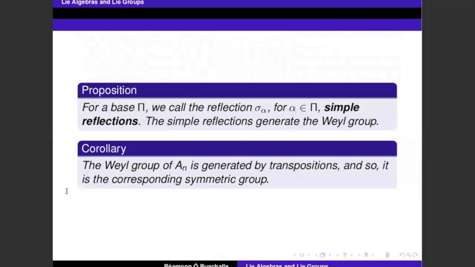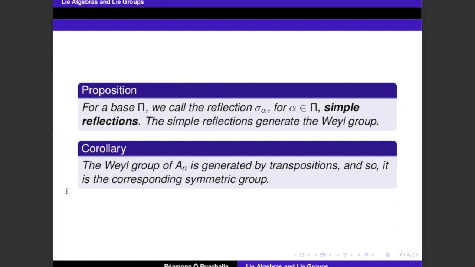Now, for any base pi, we call the reflection sigma sub alpha, for alpha an element of pi, a simple reflection. Remember, these elements that were contained inside the base were simple roots. What we do is we call the corresponding reflections simple reflections. And we don't have time to prove this here because we're coming towards the end. As always, there's never enough time. You can actually show that the simple reflections are going to generate the Weyl group. If you want to, you could have a go at this yourself, or maybe even look up the proof, but it's not so difficult, but we won't have time to prove it explicitly here.